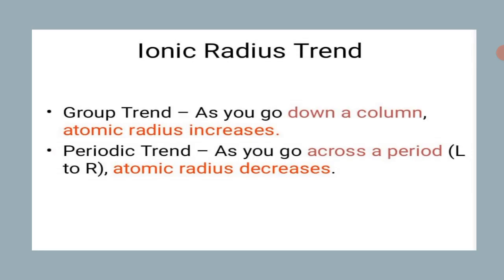Then we come to the ionic radius trend. In the group trend, as we go down a column, ionic radius increases, and in the periodic trend, as we go across a period from left to right, ionic radius decreases.